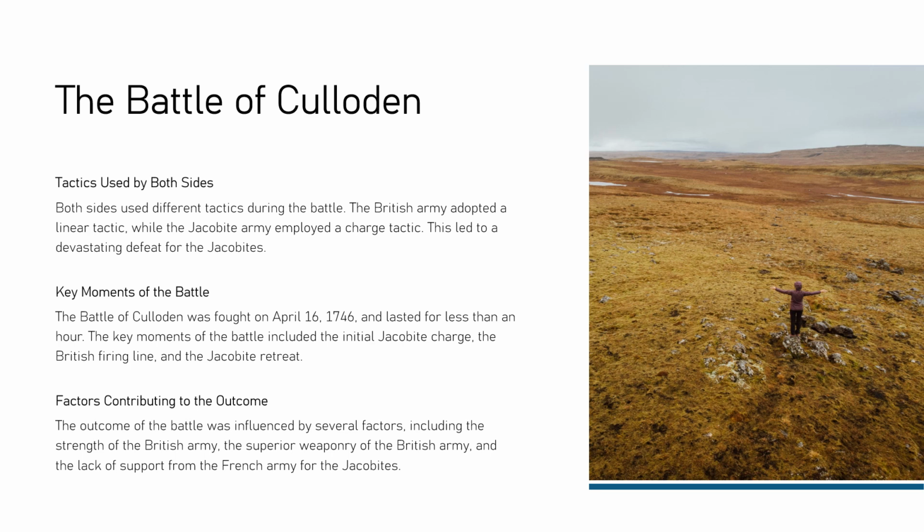Key moments of the battle. The Battle of Culloden was fought on April 16, 1746, and lasted for less than an hour. The key moments of the battle included the initial Jacobite charge, the British firing line, and the Jacobite retreat. Factors contributing to the outcome. The outcome of the battle was influenced by several factors, including the strength of the British army, the superior weaponry of the British army, and the lack of support from the French army for the Jacobites.